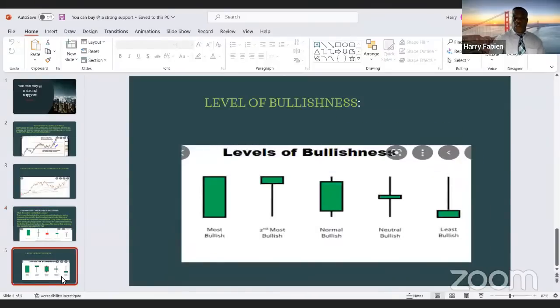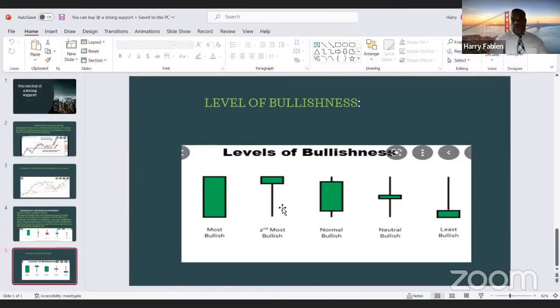Another I'm going to show you is a level of bullish candle. But that's the most bullish, like I just showed you. Anytime you see this candle, that's a good bullish candle. That means it's going up. This one, whenever you see it, is the second most bullish candle. Whenever you see those candles, just pay attention to them inside the chart. That's the most bullish candle. This one is the second most bullish candle.